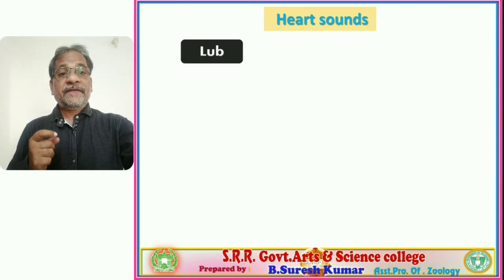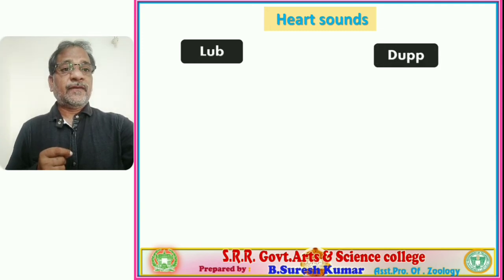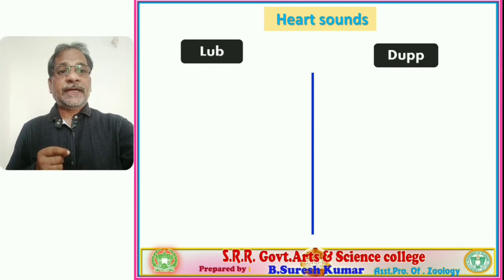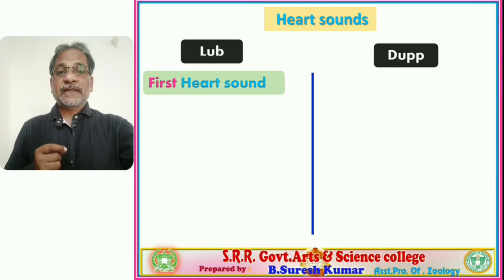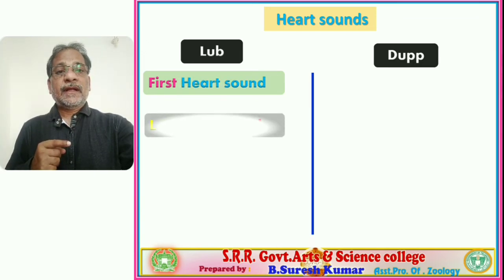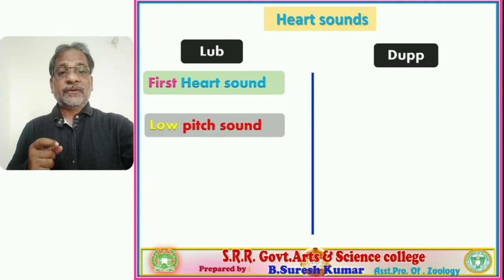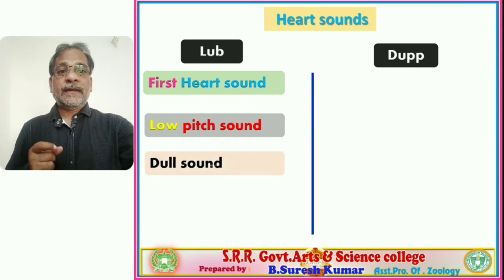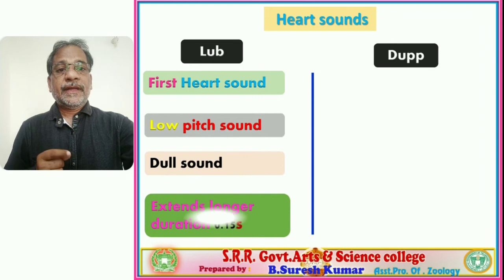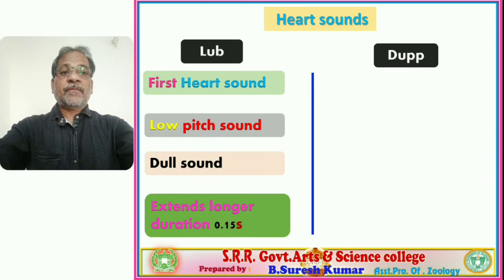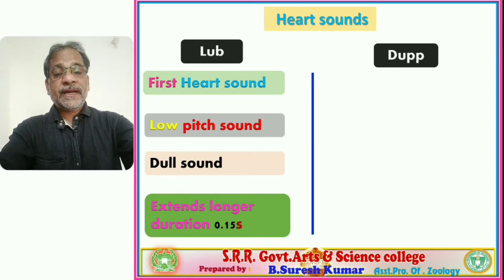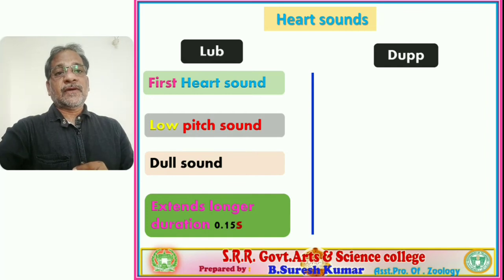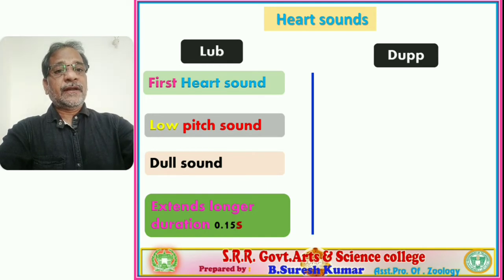Let us see the differences between the two heart sounds. The first heart sound is lub and the second one is dub. The lub sound is the primary sound, the first heart sound, and it is a low pitched and dull sound. It extends for a longer duration, about 0.15 seconds. Remember, these are the characteristic features of the first heart sound.